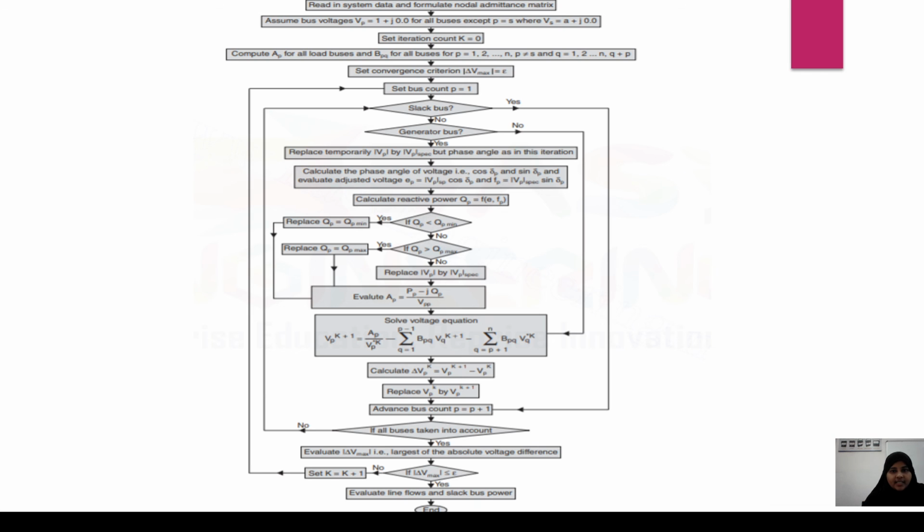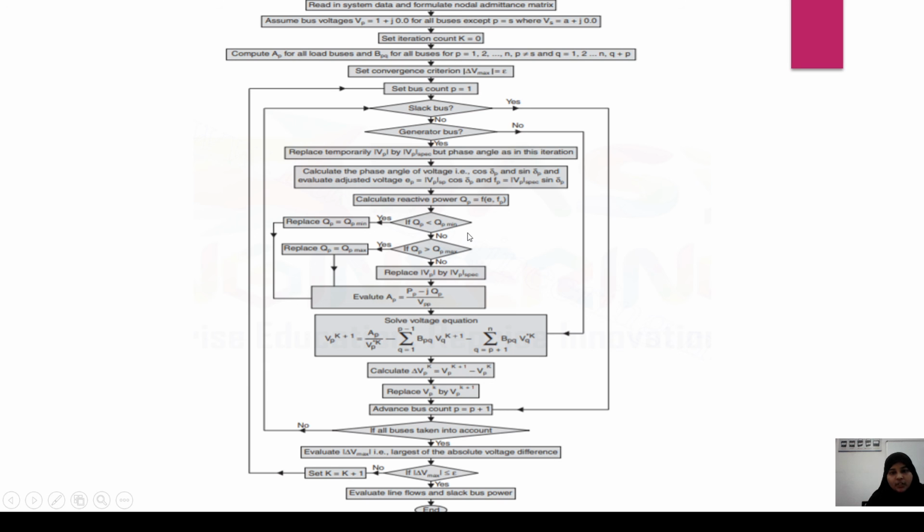Then next check if it is a slack bus. Yes means go to advance P is equal to P plus 1. No means check whether if it is a generator bus. Yes means replace temporarily mod Vp by Vp specified. No means calculate voltage equation Vp K plus 1. Then replace temporarily Vp by Vp specified by phase angle. As in this iteration, calculate the phase angle of voltage, that is cos delta P and sin delta P, and evaluate adjusted voltage EP and FP.